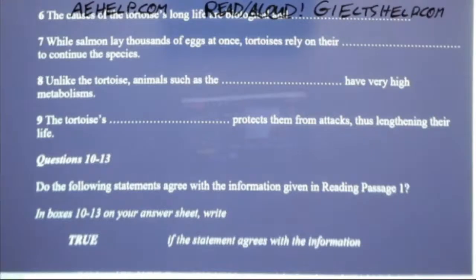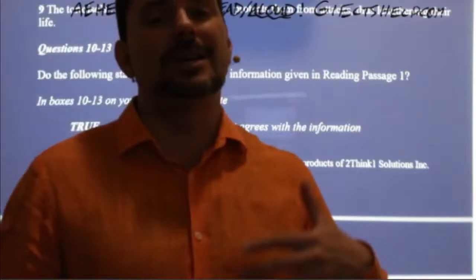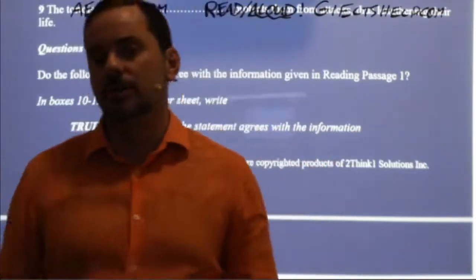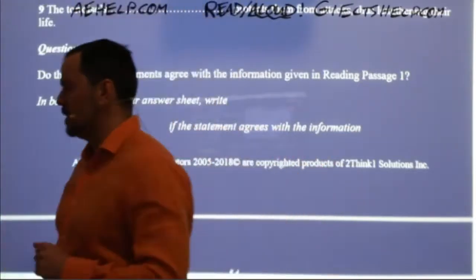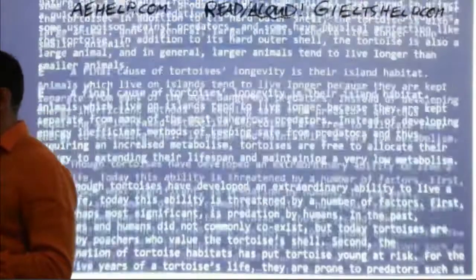All right, and then we have question set number 3 from 10 to 13. True, false, not given. Those questions, we don't want to read them because we don't know which are included, which are wrong. So they're confusing for us. We're going to avoid those for now. All right. So now we go back to reading the passage.